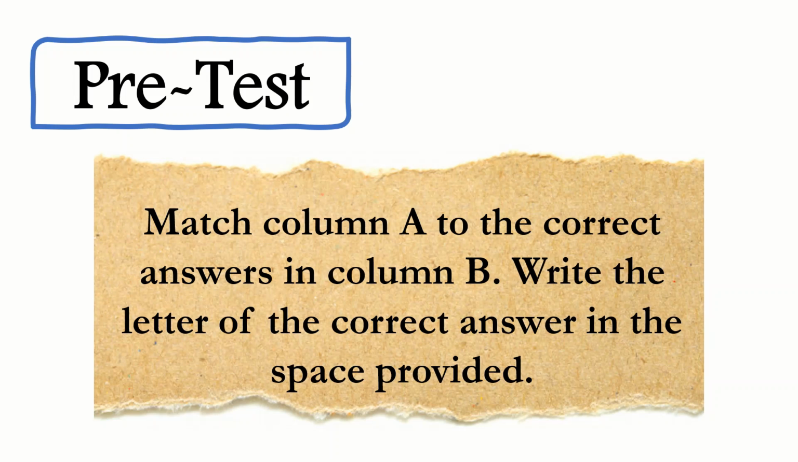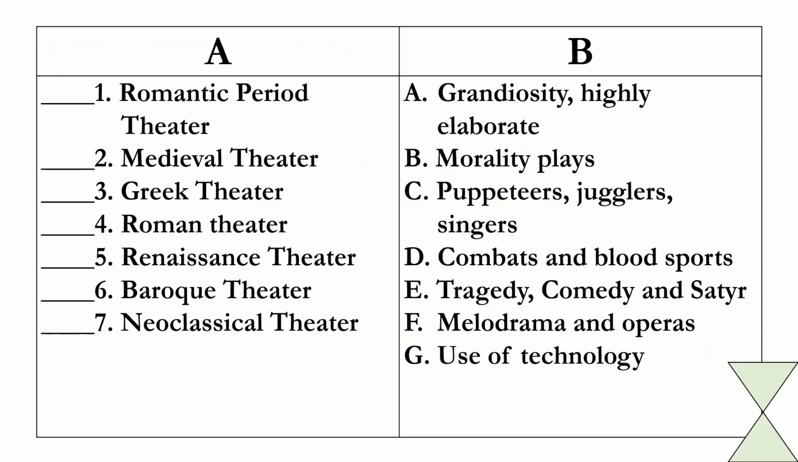Before we start, let's have a pretest. In this activity, you have to match column A to the correct answers in column B. Write the letter of the correct answer in the space provided. You will be given 5 seconds to think of the correct answers.